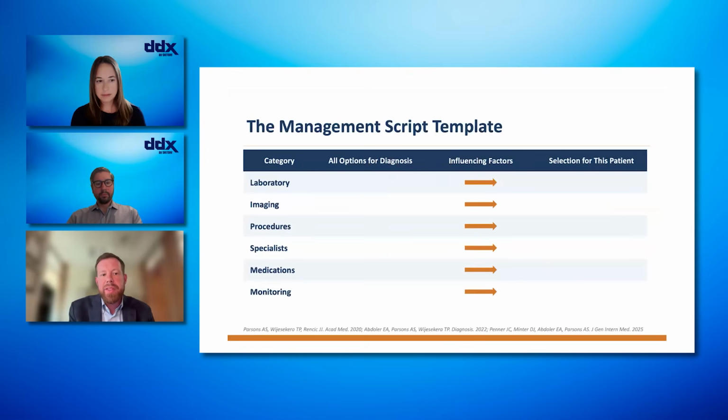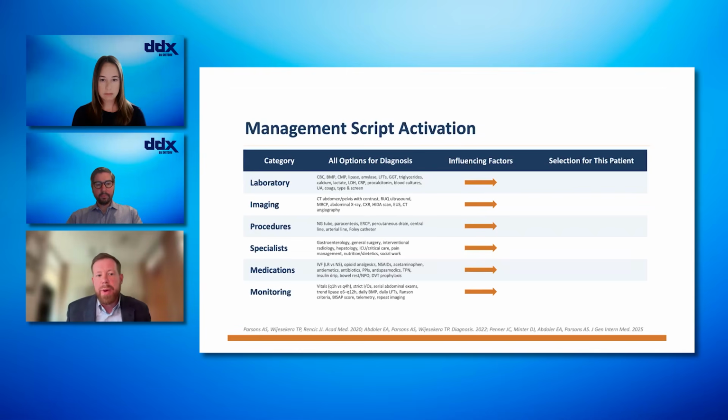So let me give you an example. And this is in the form of a management script template, which I would highly recommend you use as a framework for your teaching and that learners use for their own learning. So you see I've got the categories of action, the different categories or buckets for the management script up and down the left-hand side. And once you've arrived at a working diagnosis or a prioritized differential, you want to build out your menu. This is all the options for the given diagnosis. So let's take something like acute pancreatitis, right?